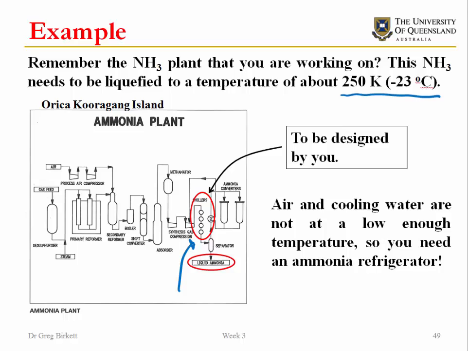Now, to get down to these sorts of temperatures, we can't use air and we can't use cooling water as we would often use on a process plant to do cooling. So we need a refrigeration system to do that work for us. A sensible choice would be to use an ammonia-based refrigeration system, seeing as how you're on an ammonia plant and you have lots of ammonia lying around.